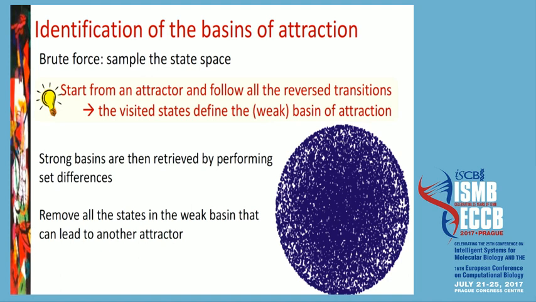So if I know the attractor, and if I could start from the attractors and visit the reachability space in the reverse dynamics, then this would be much more efficient. So at least I would be able, from each attractor, to identify the weak basin of attraction of this attractor. The strong basins could be then retrieved just by performing set differences.